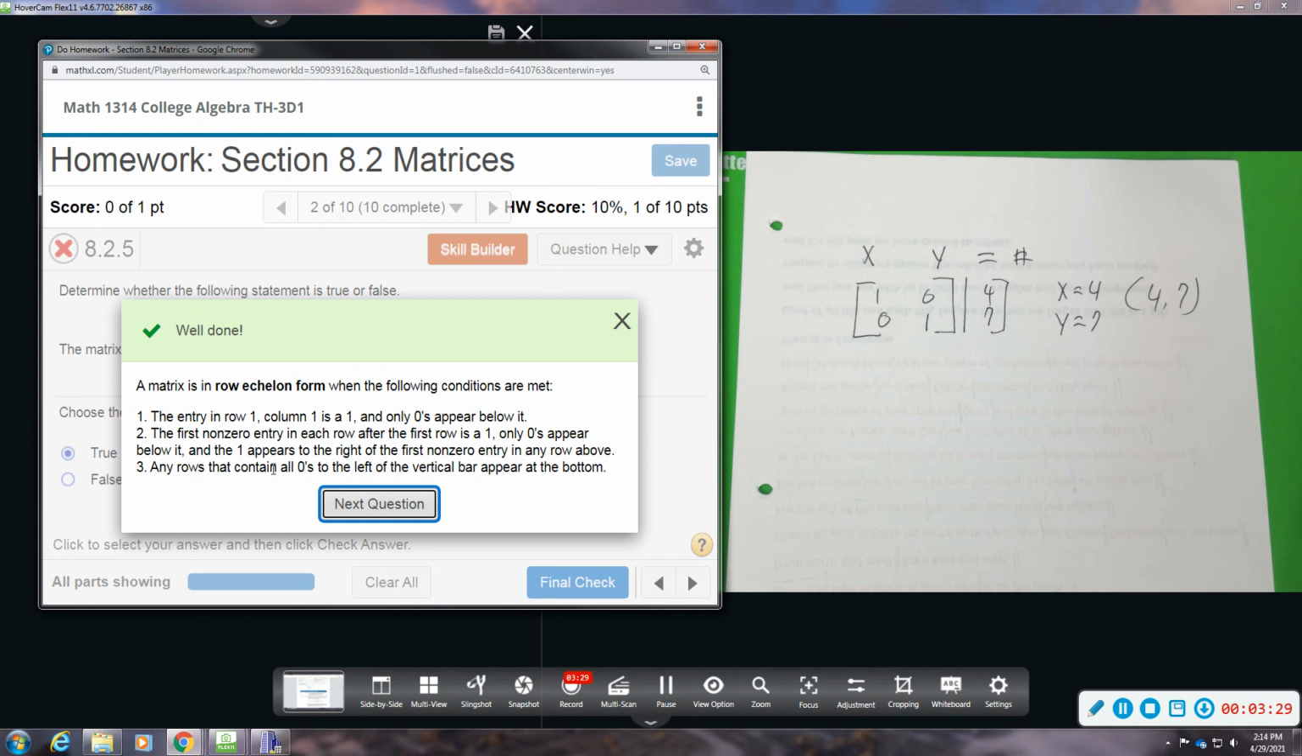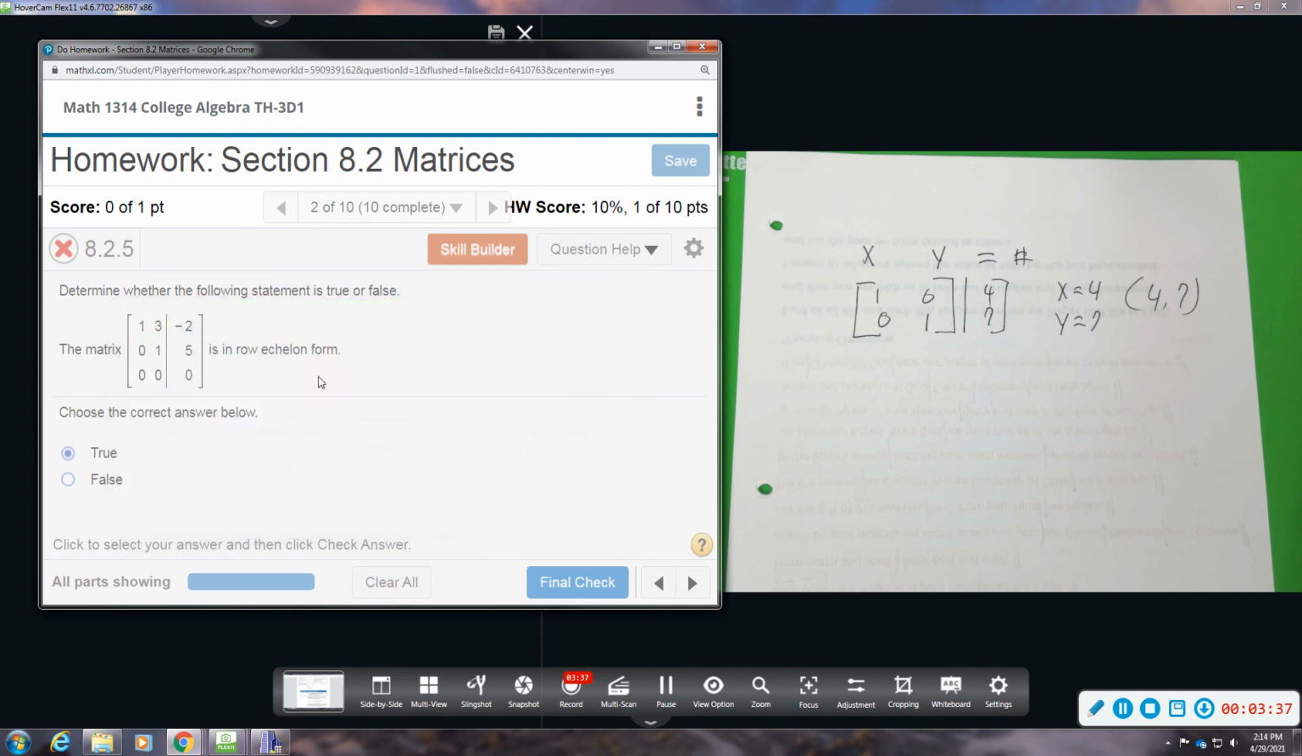Any row that contains all zeros to the left of the vertical bar appears at the bottom. So that's what this is. Here's the vertical bar. 1 row with all zeros is at the bottom. So those are all the terms of row echelon form.